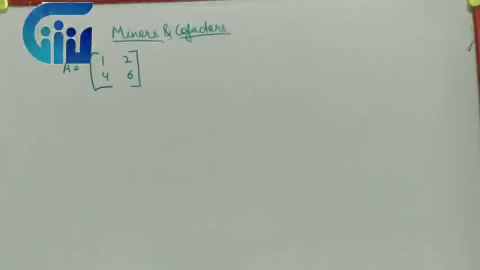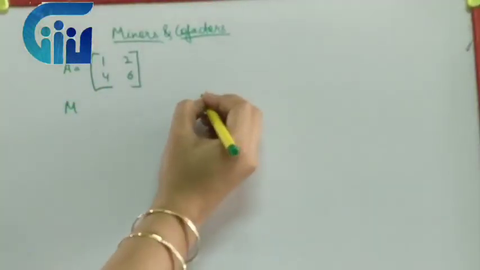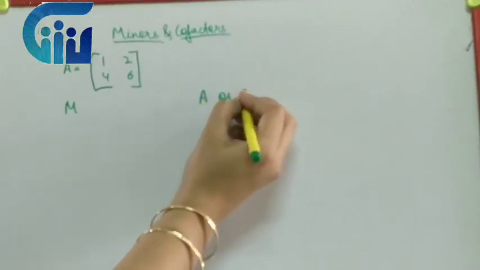So today we will learn about minors and cofactors. Now what are minors and cofactors? What I have written is a 2 cross 2 matrix over here. So how do we find the minors? What are minors and what are cofactors? Minors we will represent by capital M and cofactors can be represented by A or C.